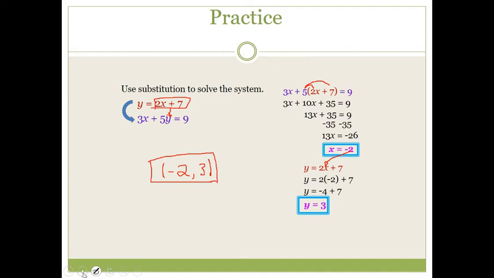So again, this is the substitution method, and we use it when one of the variables is already by itself, already isolated. We plug it into the other equation. There's where the word substitution comes in, because we substitute it into the other equation. And then we have an equation that only has one variable. We solve for that variable, and then we plug that answer back into one of our original equations to get the next variable.